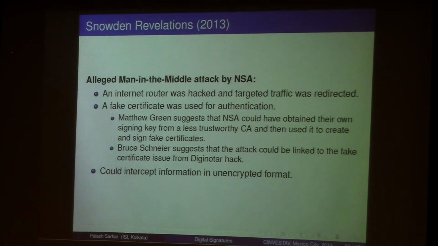Now, how did they get the fake certificate? Well, there are two theories. One is by Matthew Green, who suggests that the NSA could have obtained their own signing key from a less trustworthy CA. So CAs, you cannot have absolute trust in CAs. And Bruce Schneier suggests that the attack could be linked to the fake certificate issue from the DigiNotar attack. So maybe during that phase, the NSA could have got themselves in. And nobody knows how such a fake certificate was issued. And this gave them a classical man-in-the-middle attack.